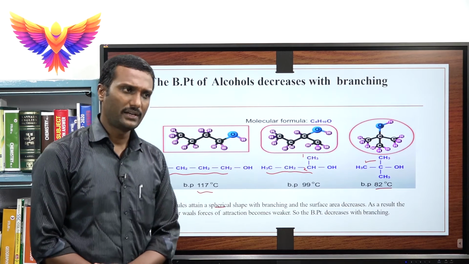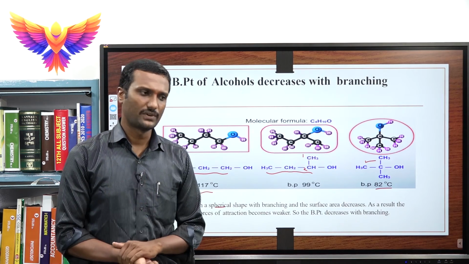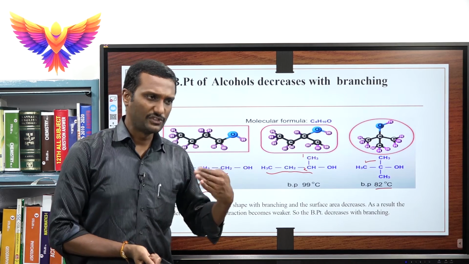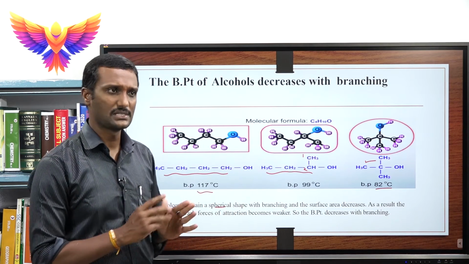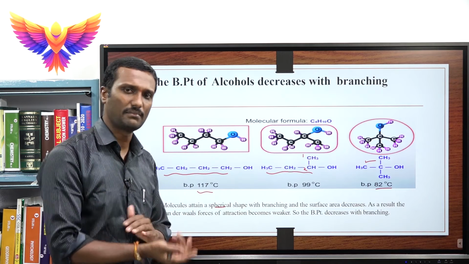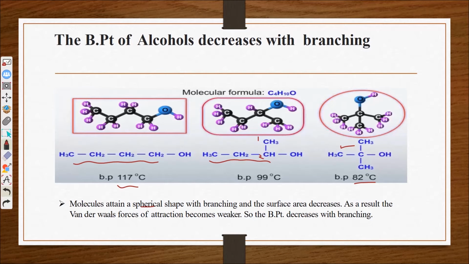This is very important in all the chapters: functional groups, physical properties, the acidic nature. They will ask by comparing with some other examples. Here you can see there is branching, so a lesser boiling point than this. Okay, we will go to the next slide.